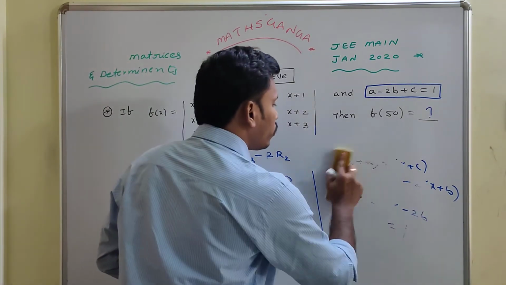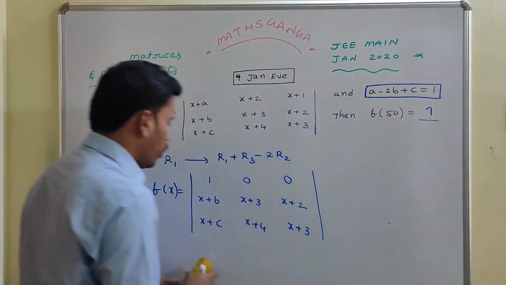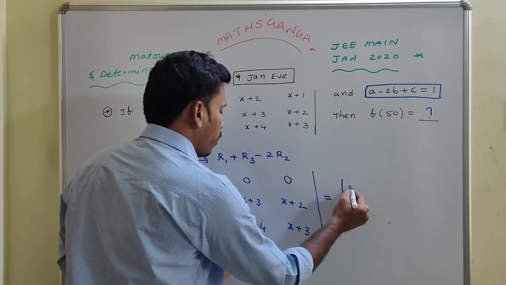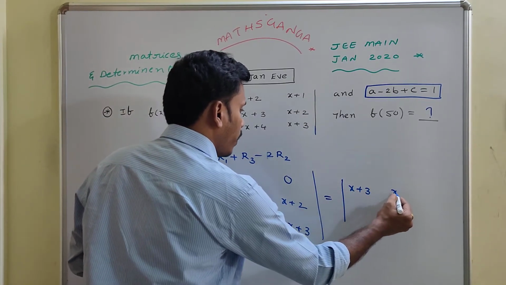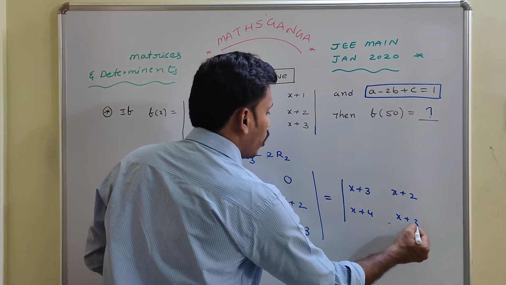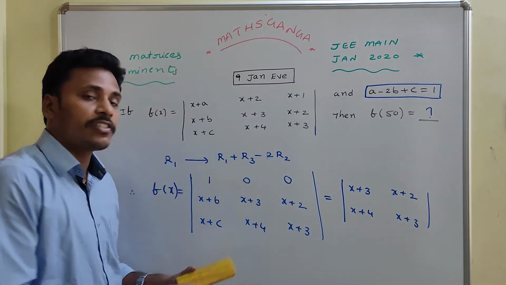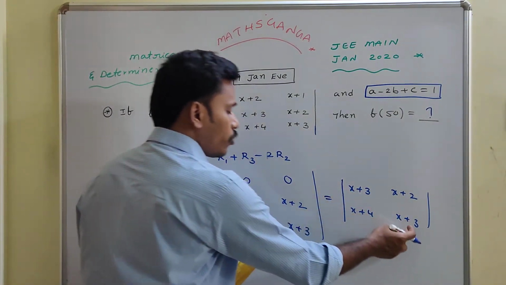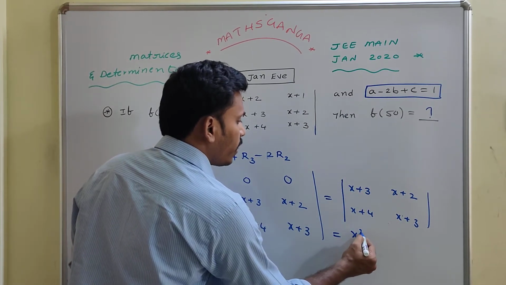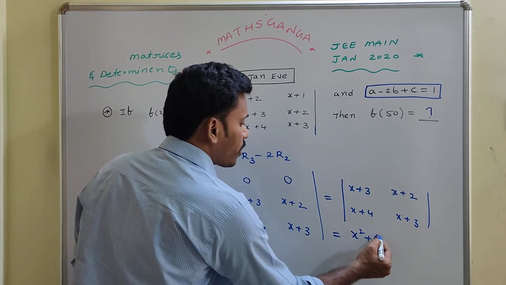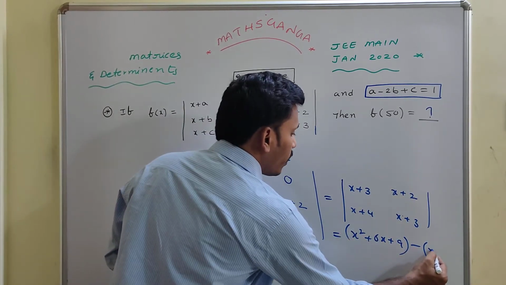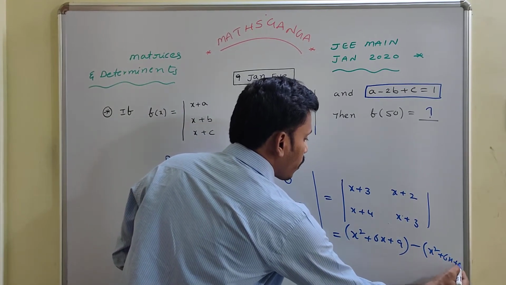And now this determinant value is equivalent, with these two being zeros, to the determinant of x plus 3, x plus 2, x plus 4, and x plus 3. Okay. Now how to find its determinant value? You need to multiply these two minus multiply these two. See, if you multiply these two, you will get x square plus 6x plus 9 minus, if you multiply these two, you will get x square plus 6x plus 8.